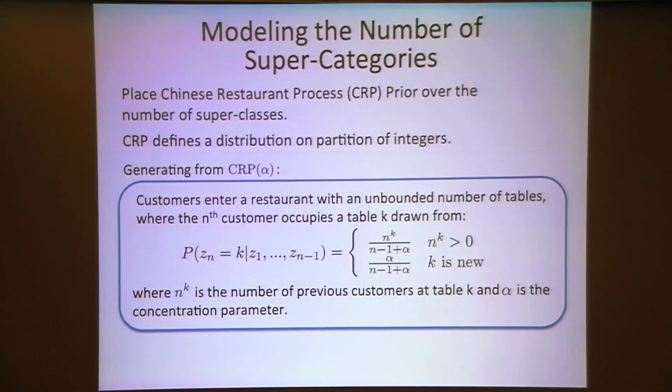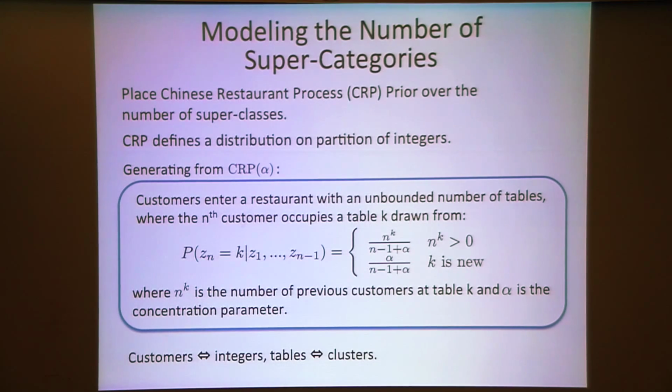You have customers entering a restaurant with an unbounded number of tables, and the nth customer that walks into the restaurant occupies table k according to these probabilities. Typically you would sit at the table that's most popular, where n_k is the number of previous customers at table k, and there is a certain probability alpha that you would occupy a new table. Customers here are integers, and tables would be clusters.